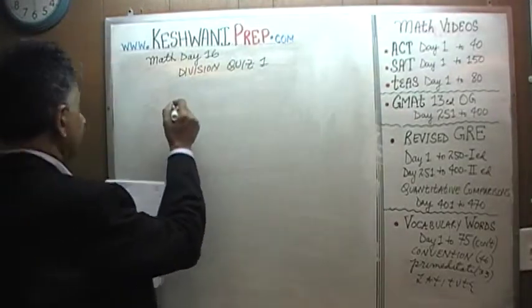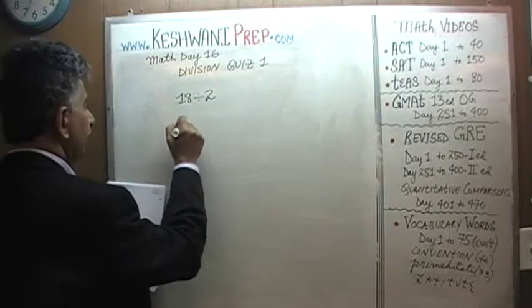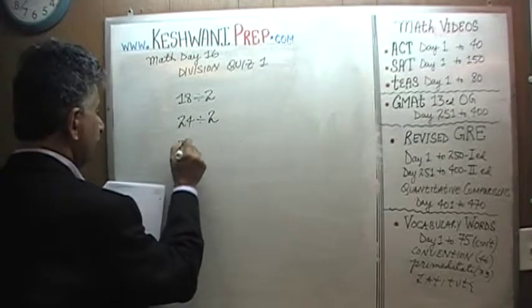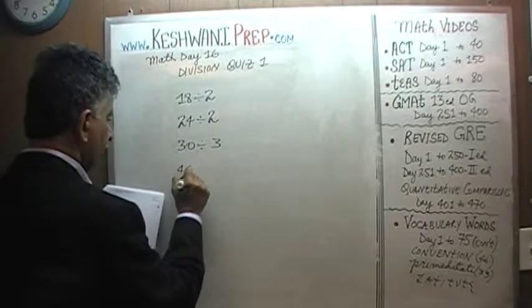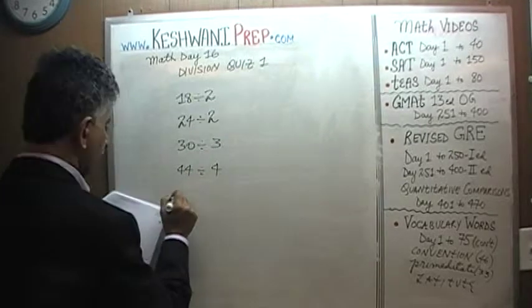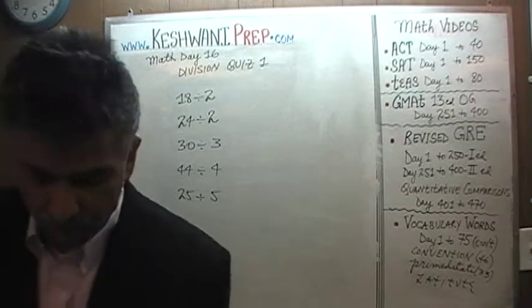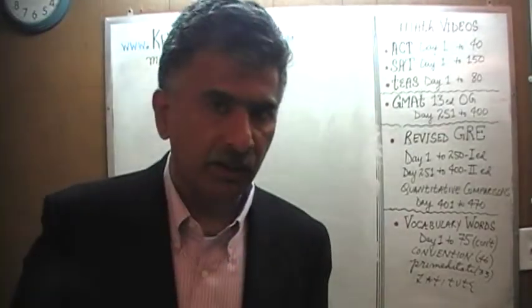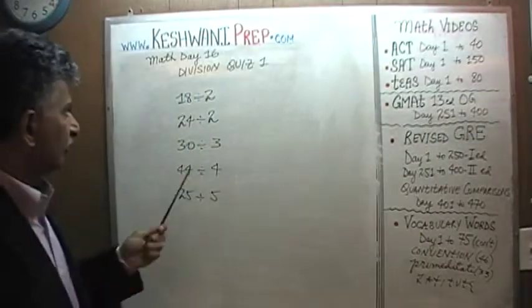So here's the first five. 18 divided by 2. 24 divided by 2. 30 divided by 10. 30 divided by 3. 44 divided by 4. And 25 divided by 5. The point here is that you should not have to stop and think about what the answers are. If you know your tables by heart, like I ask you to memorize them, the answers are quite straightforward.